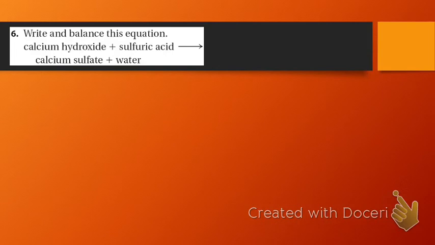Okay, another example, last one. Write and balance this equation. Calcium hydroxide plus sulfuric acid yields calcium sulfate and water. Okay, we got an acid-base reaction here. Calcium hydroxide. First I'm going to write my skeleton equation. I need to write my formulas. Hydroxide is OH minus. Calcium is Ca2 plus. So I have to remember my crisscross.